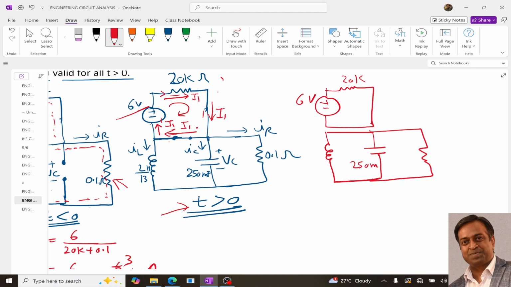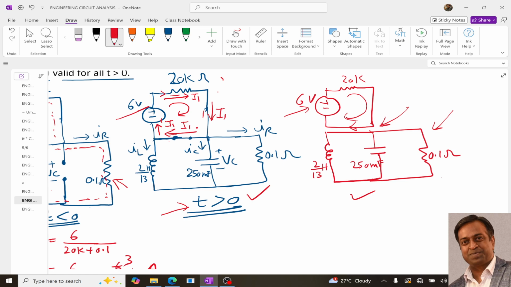(250 millifarad), it is 2 by 13 H, and this is 0.19 ohm, right? So we can redraw this circuit in this form, and we separate these two circuits into two parts because of this short circuit. Because of this short circuit, all the current, because of this 6 volt, will flow only within this loop, and no current will come to this part of the circuit.